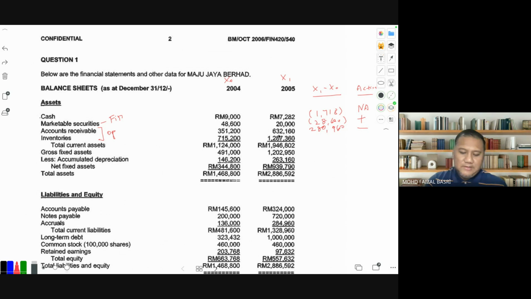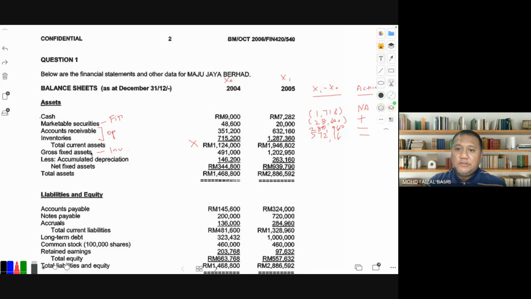So 1,287,360 minus 715,200. So you're going to get 572,160. Okay, so this is an increase, so automatically we minus. Okay, so total current asset tak perlu kira. Since dia bagi kita gross, we're going to use this untuk kita punya investing. Okay, tak payah tengok yang net, kita ambil yang gross.